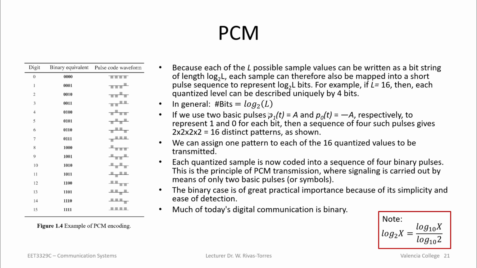And then you get how many bits you need. So log 2 of 16 actually ends up being 4. So you need 4 bits to represent all 16 levels, right? And when I say you need 16 quantized values, 16 unique binary quantized levels, you will need 4 bits to represent all 16 unique quantized levels.